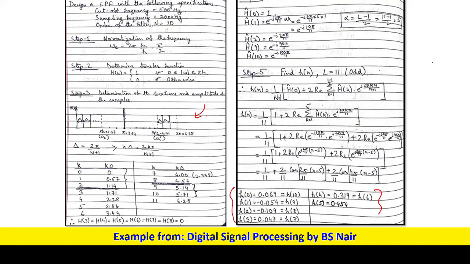Once you get these h_d(n) values, you will have to multiply with the w(n) values to get h'(n). Now this h'(n) will be used for the realization of the filter.